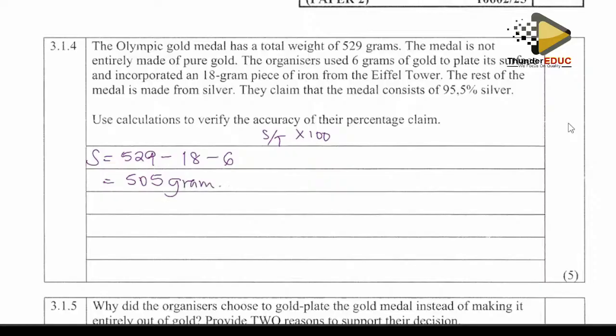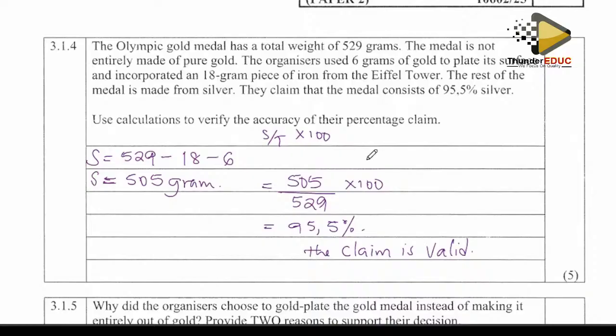So now this is the gram. So what happens next? We shall take, this is now the silver one, eh? The weight of silver. So it's going to be 505 divided by 529 times 100. Yeah, indeed, it's 95.5%. So what are they saying? Verifying their claim. They claim that the medal is... use calculation to verify their claim. Yeah, their claim is what? The claim is valid.